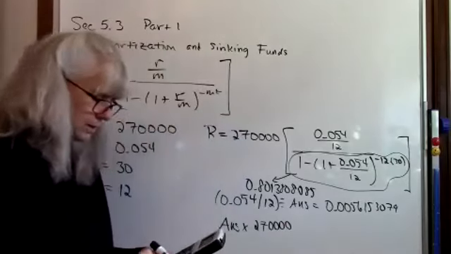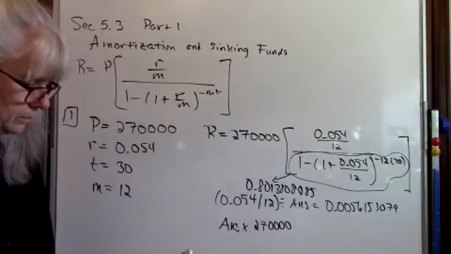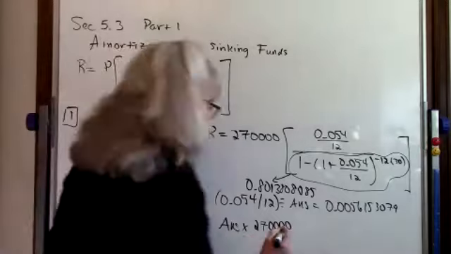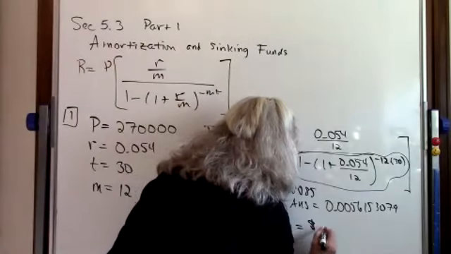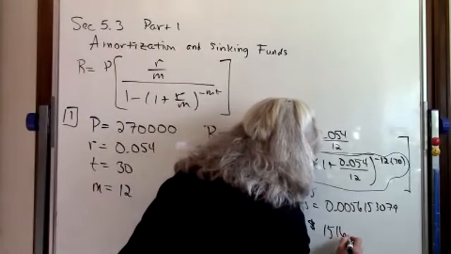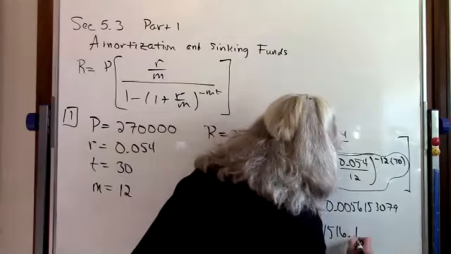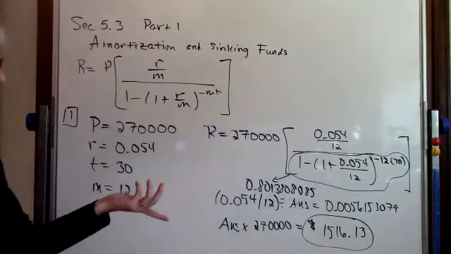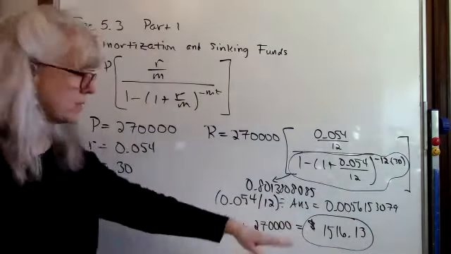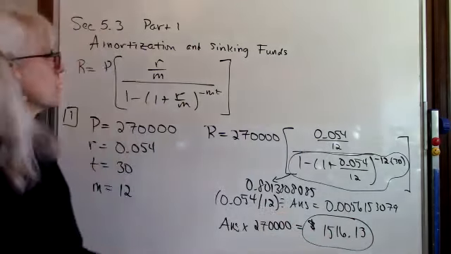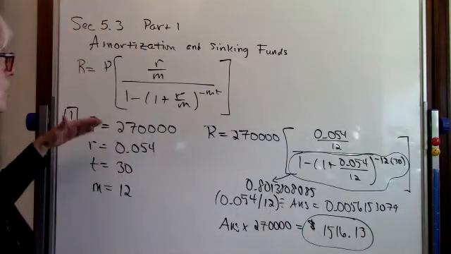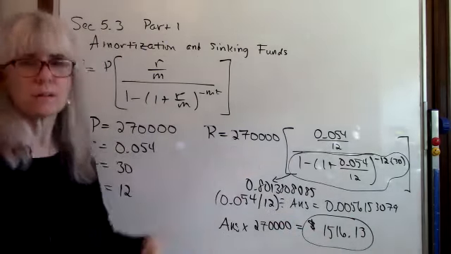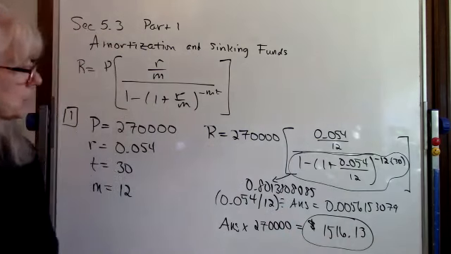And then finally, we're going to take that answer and multiply it by the 270,000 that's out front. So times 270,000, and you end up with a monthly payment of $1,516.13. And that's our final answer. So the Sheltons have agreed to a monthly payment of $1,516.13. And then over the course of the 30 years, they will pay off that $270,000 as a mortgage.